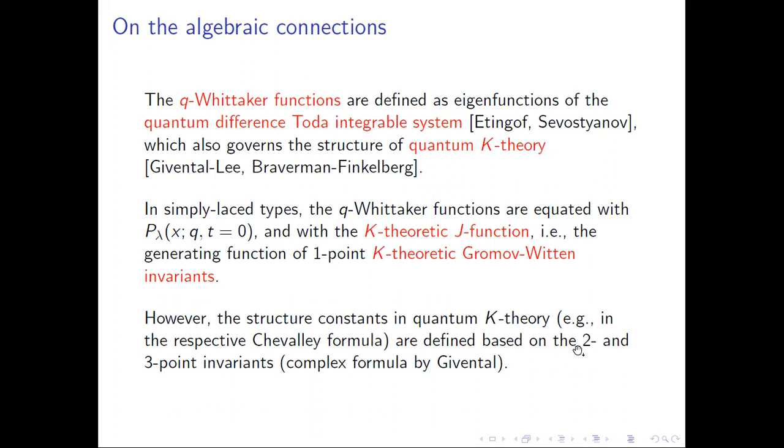But it's not an easy definition. Basically, you have to take the so-called 2- and 3-point K-theoretic Gromov-Witten invariants and then plug them into a complex formula, and that gives you the structure constants in quantum K-theory. So what's important to notice here is that this K-theoretic J function involves the 1-point invariants, and the structure constants in quantum K-theory involve the 2- and the 3-point invariants.